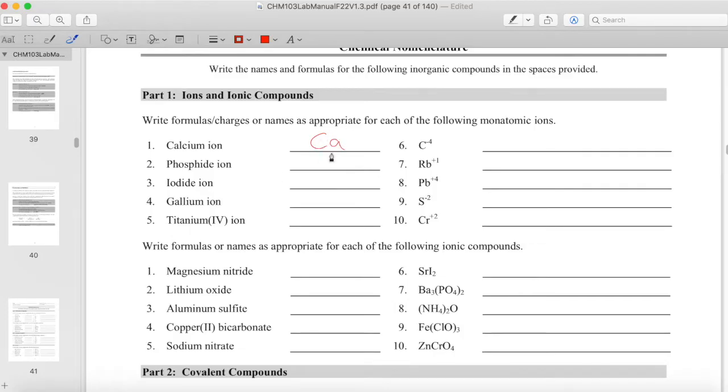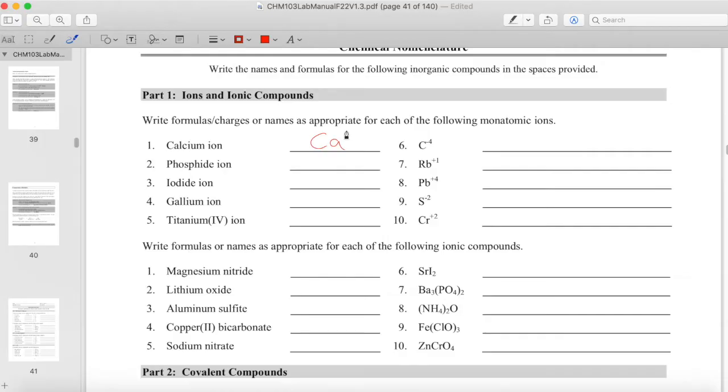Okay, and now you've got to ask yourself, what charge do I put in the top right corner over here? I've got to represent my ion as having a charge. Without a charge, it's just calcium metal, and it's not an ion. We need that charge in the top right corner to say what that atom turned into.